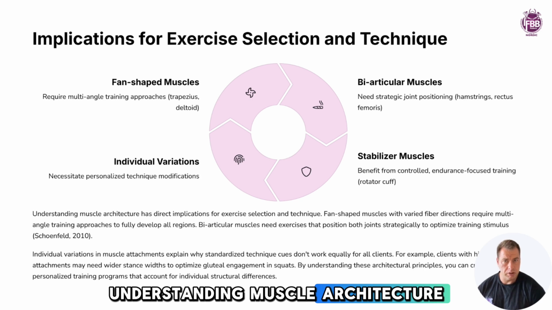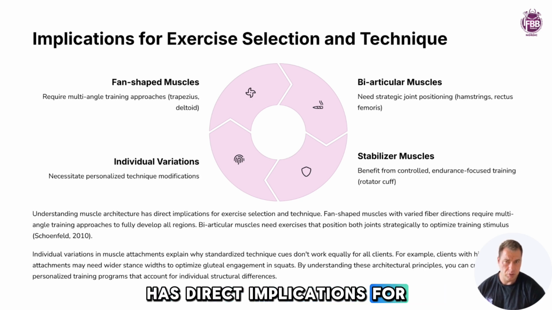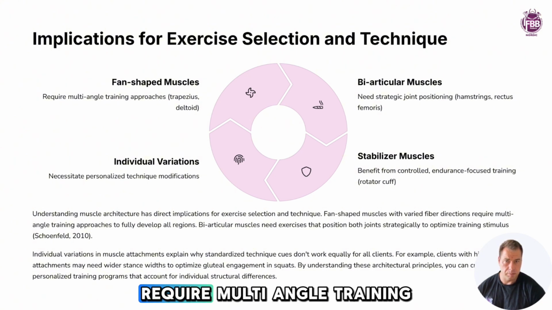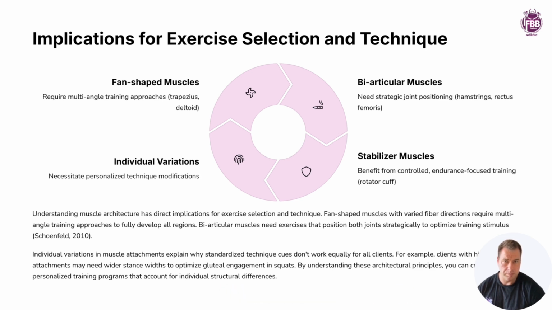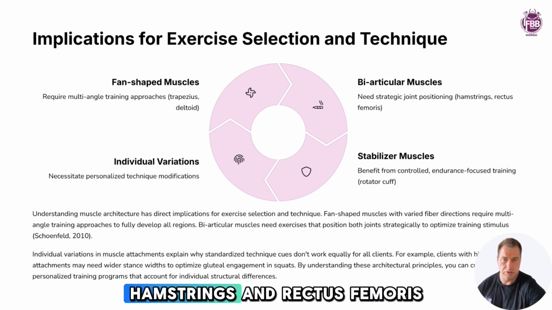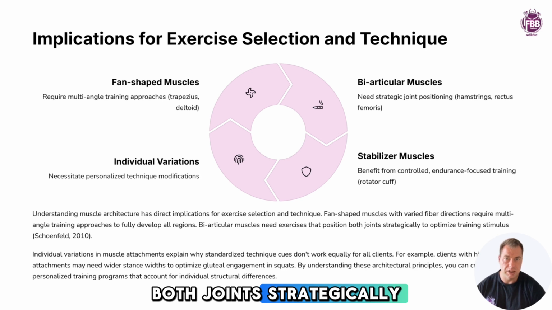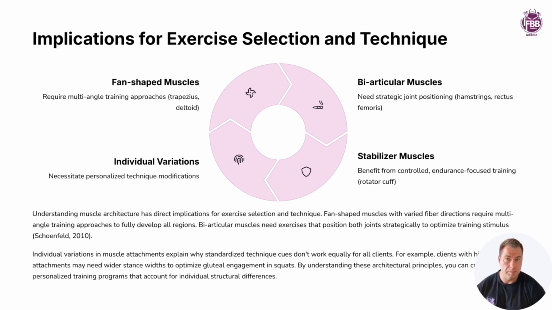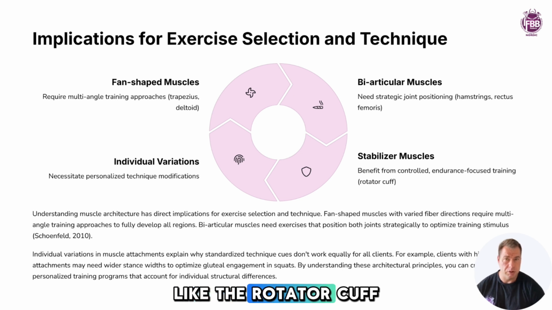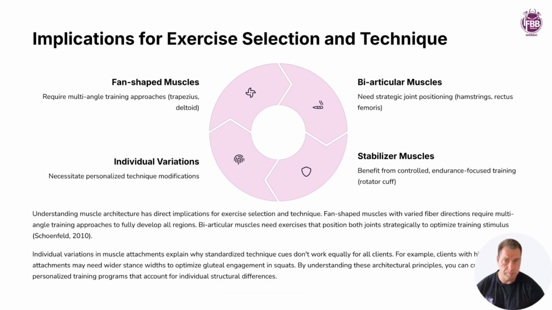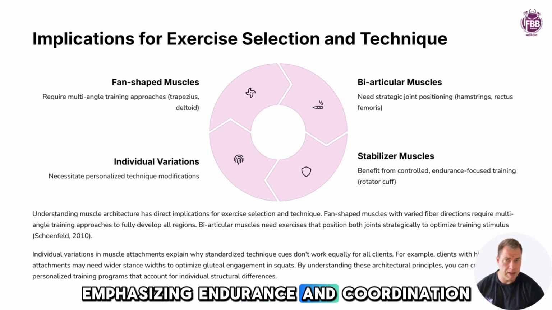Understanding muscle architecture has direct implications for exercise selection and technique. Fan-shaped muscles with varied fiber directions, like the trapezius and deltoid, require multi-angle training approaches to fully develop all regions. Biarticular muscles, such as hamstrings and rectus femoris, need exercises that position both joints strategically to optimize training stimulus. Deep stabilizing muscles, like the rotator cuff and hip external rotators, benefit from controlled movements, emphasizing endurance and coordination rather than maximal load.